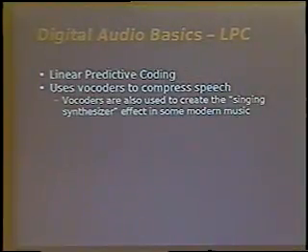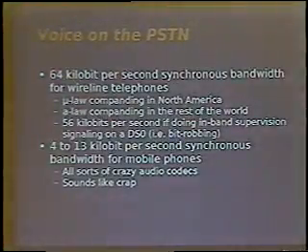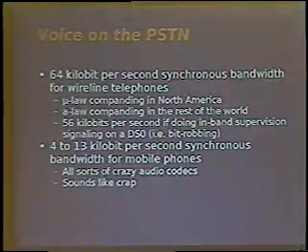And you can actually use all these codecs with Asterisk and VoIP. So, again, voice on the PSTN is 64 kilobits a second synchronous bandwidth for wireline telephones. North America uses mu-law companding. Most of the rest of the world uses A-law companding, which is almost identical but slightly different, but for all intents and purposes, they sound exactly the same.